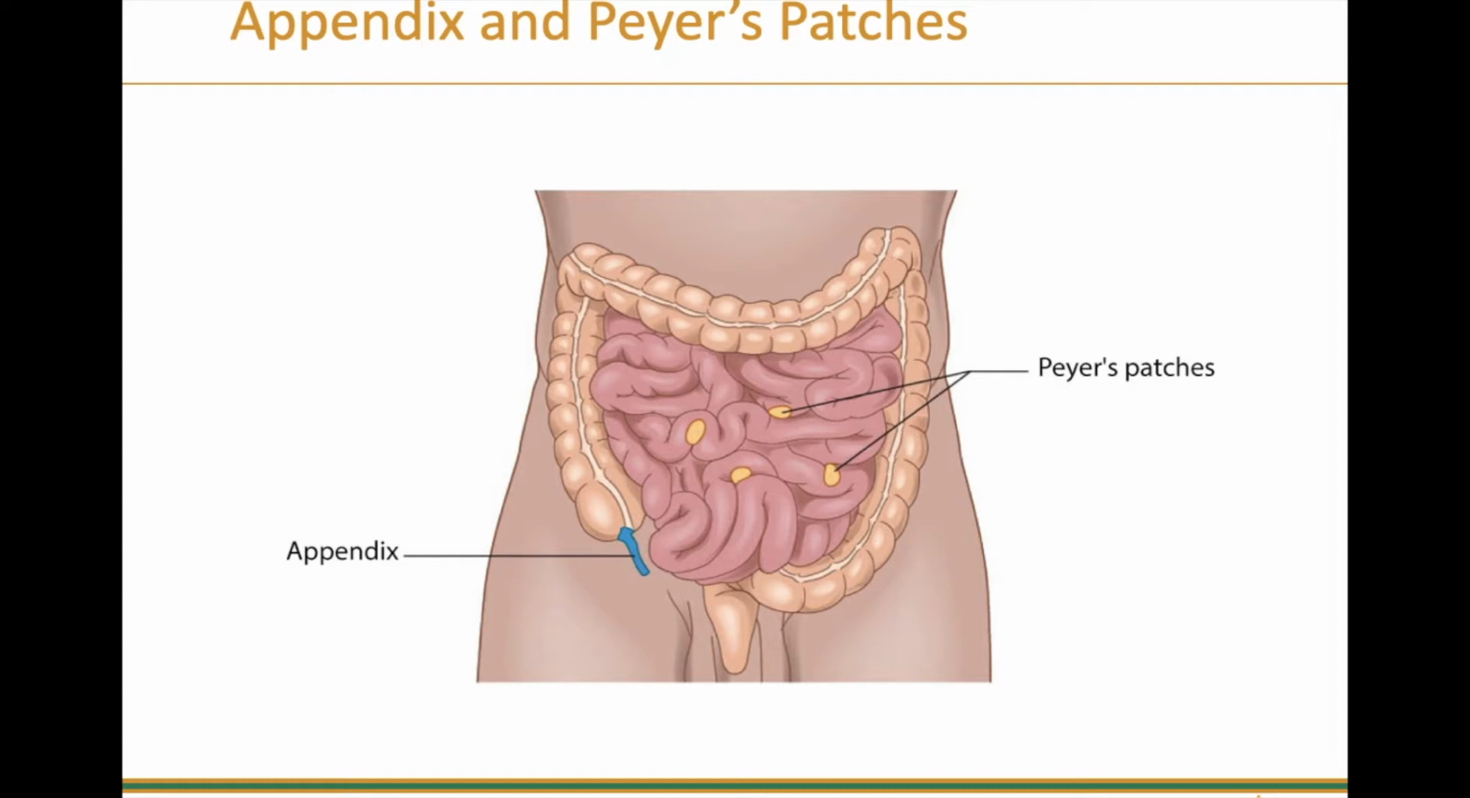You can also see in this figure the appendix in blue. So if anything got through to the large intestine, hopefully immune cells from the appendix would be able to take care of it and destroy it.